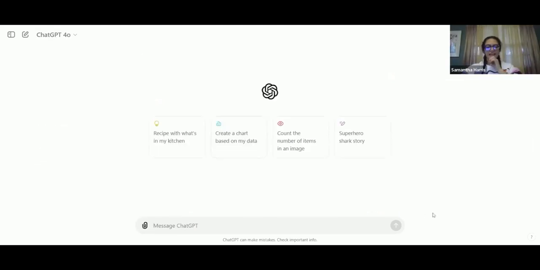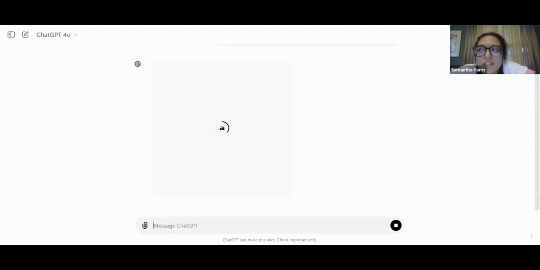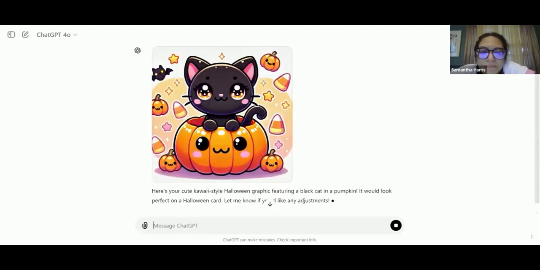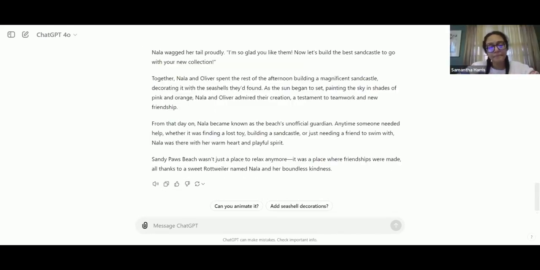So let's say it's Halloween, right? So generate a cute Halloween graphic featuring a black cat in a pumpkin for a Halloween card, kawaii style, because that's my favorite. So Chat GPT uses Dolly to create its images. So this is a Dolly image that it's created from the prompt I gave it. It's pretty cute.